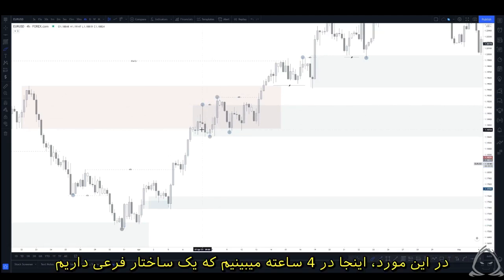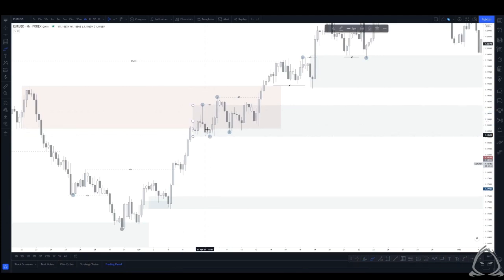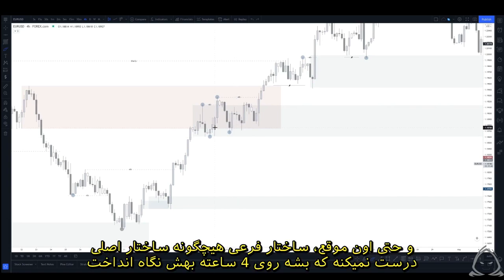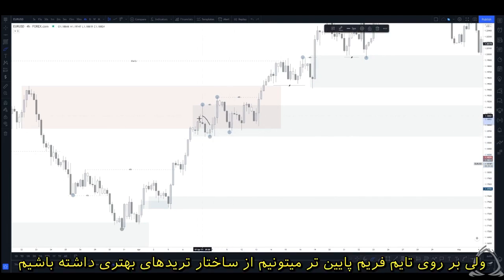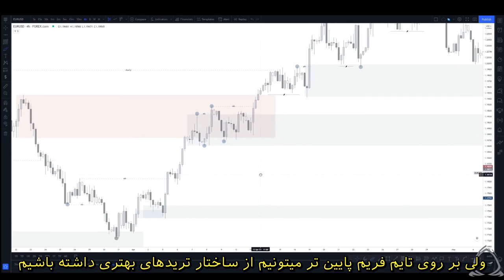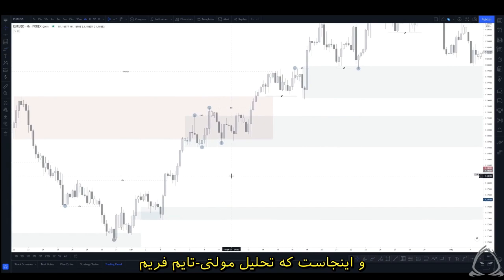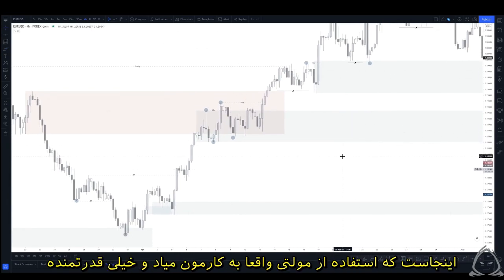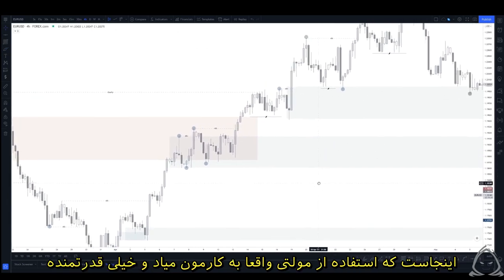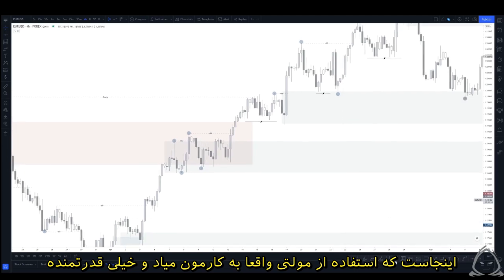In this case, what we can see here on the 4-hour is we just have substructure and then price breaks the high. And even then, the substructure doesn't create any sort of real true structure that we can look at on a 4-hour chart. But on a lower time frame, we'd be able to use the structure to make informed trading decisions. And this is where multi-time frame charting is going to really come in handy and become incredibly powerful.